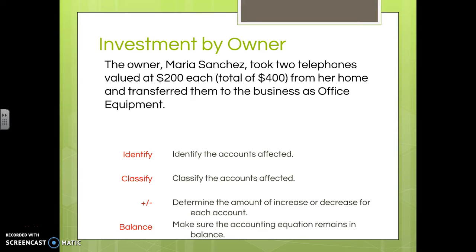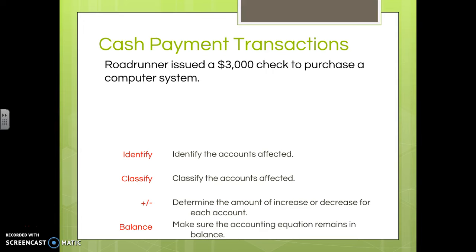So here's the next one. Another investment by owner. Again, make sure that you are doing the 4 steps. Identify, classify, determine the increase or decrease, and then balance the accounting equation. Pause the presentation lecture at any time if you need to as you complete the demo problem. Cash payment transactions. A little bit different type of clue, but again, the same process. Identify, classify, determine increase, decrease, and then balance the equation.